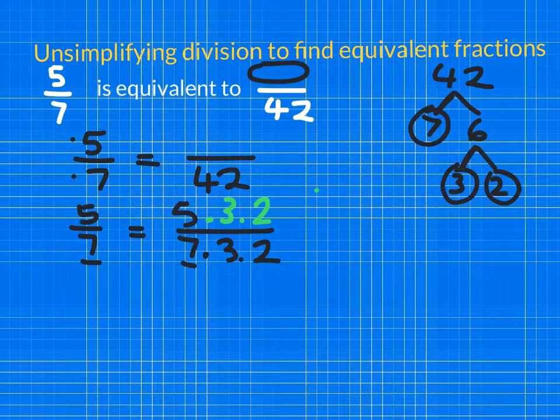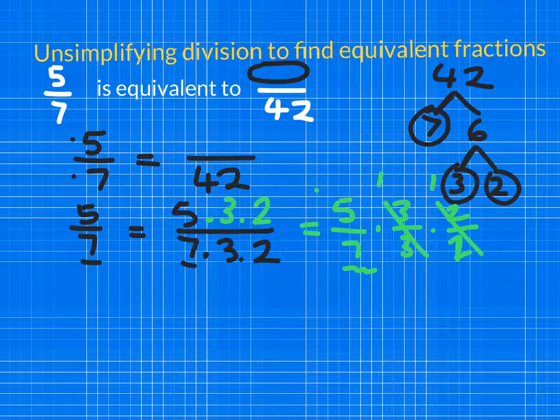And what you'll notice here is that actually if we split this up, we'd have 5 over 7 times 3 over 3 times 2 over 2. And actually if we cancelled it out, the 3 over 3 would make 1, the 2 over 2 would make 1, and this would come back to be 5/7. So they are exactly equivalent to each other.